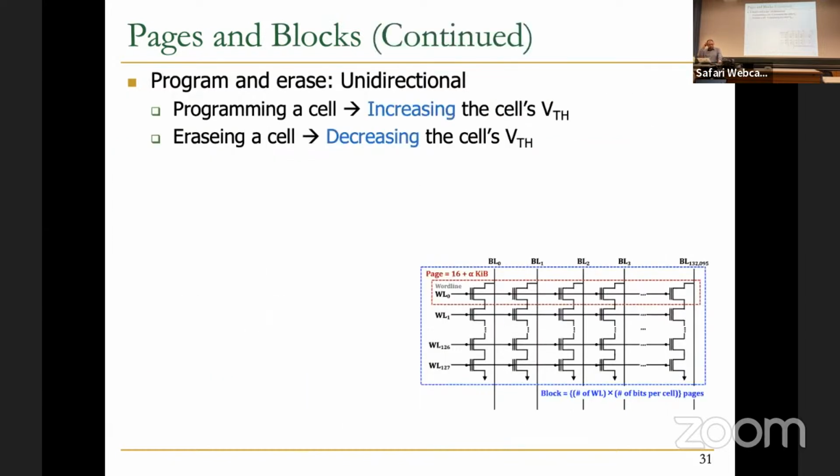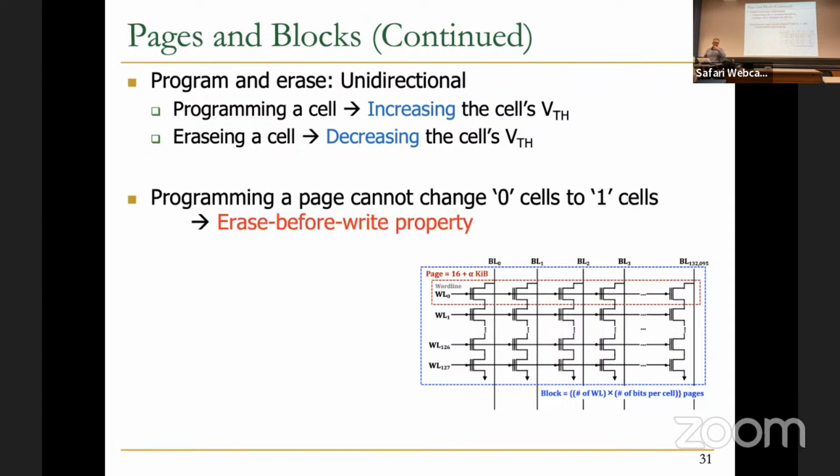So these pages and block program arrays, as you can also imagine, are unidirectional, meaning that when you program a cell, you increase the cell threshold voltage. And when you want to decrease the cell threshold voltage, you need to erase the cell. So there is no such process that increases threshold voltage in a program and also reduces threshold voltage in a program. You need to erase it.